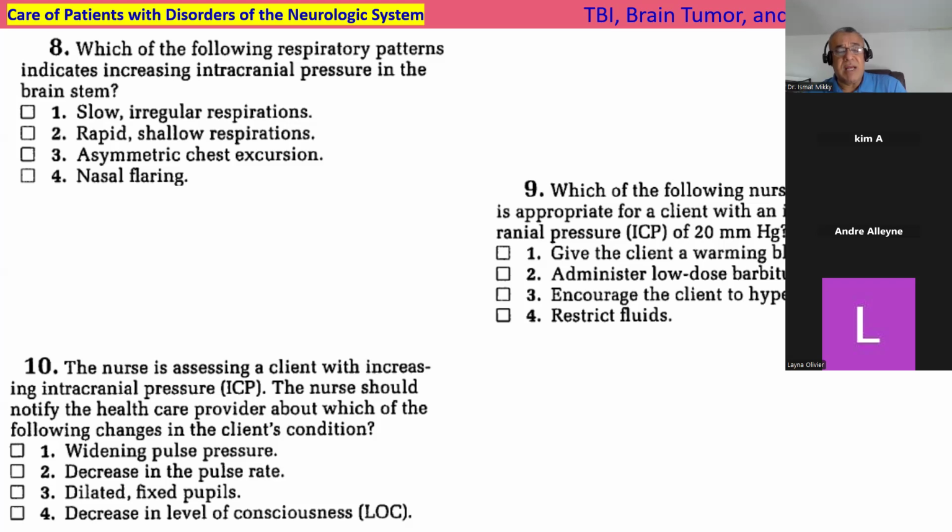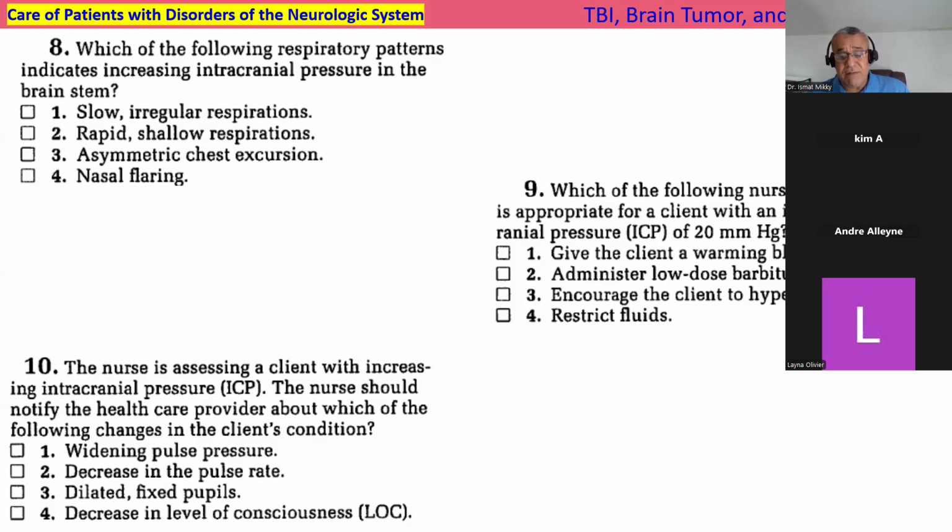But which one is the most detrimental to the patient? Decreased level of consciousness, right? It's not the wide blood pressure or decreased pulse rate or dilated fixed pupils. It's more of a decrease in level of consciousness.